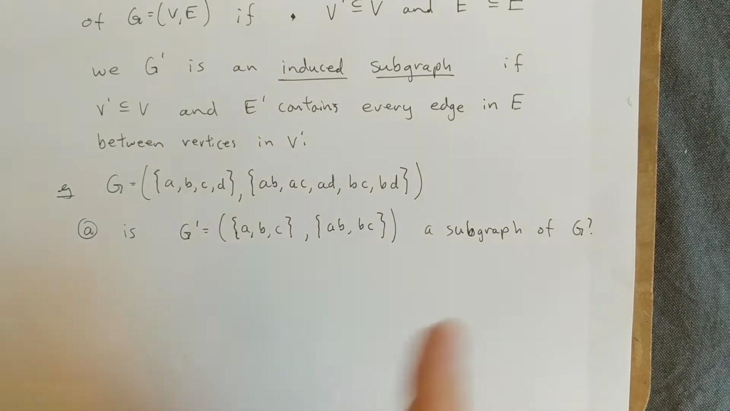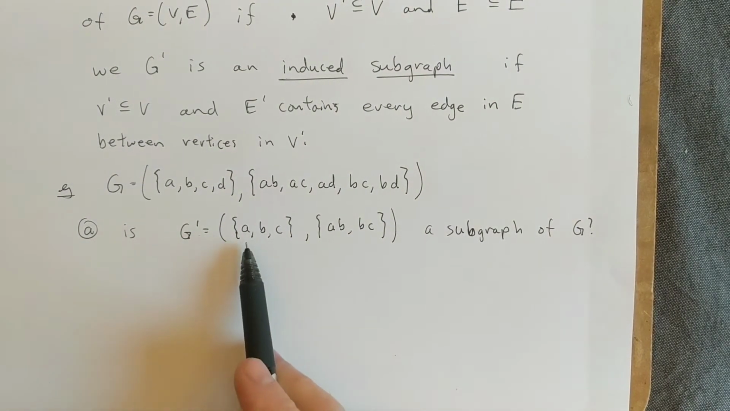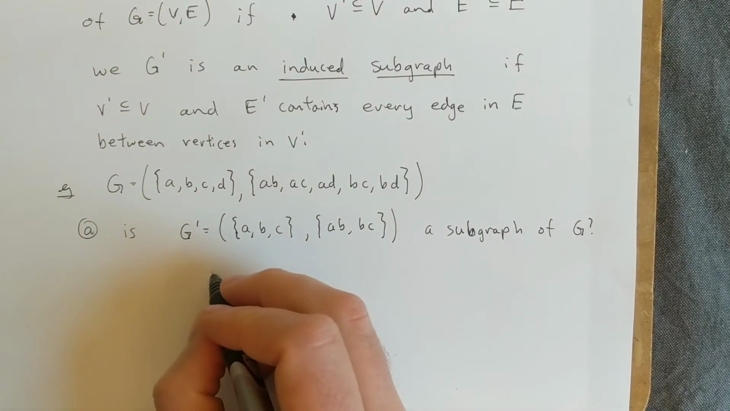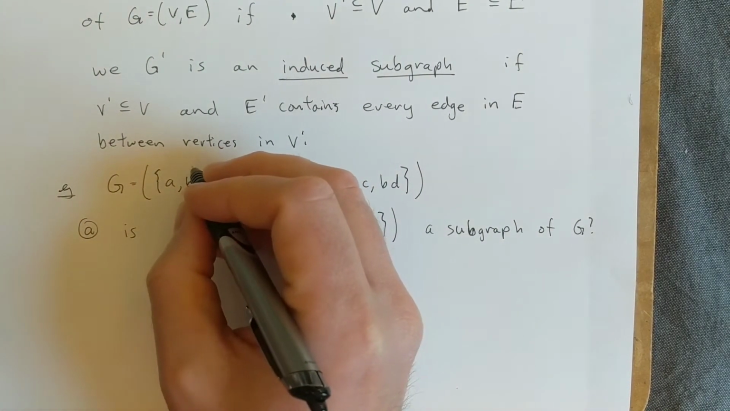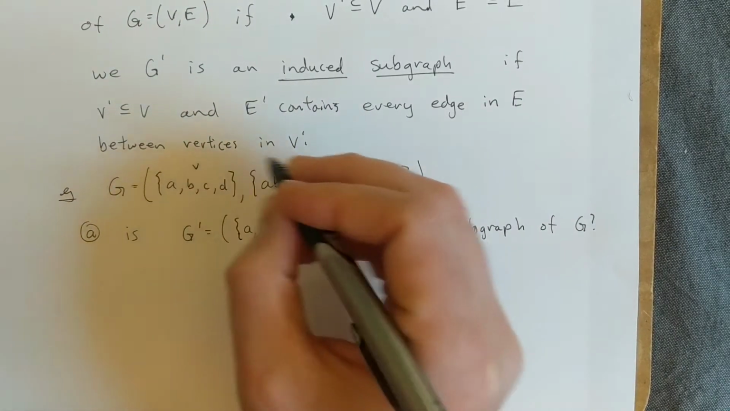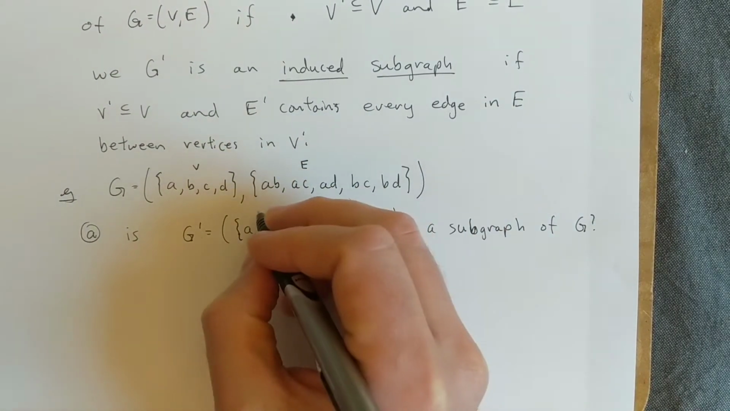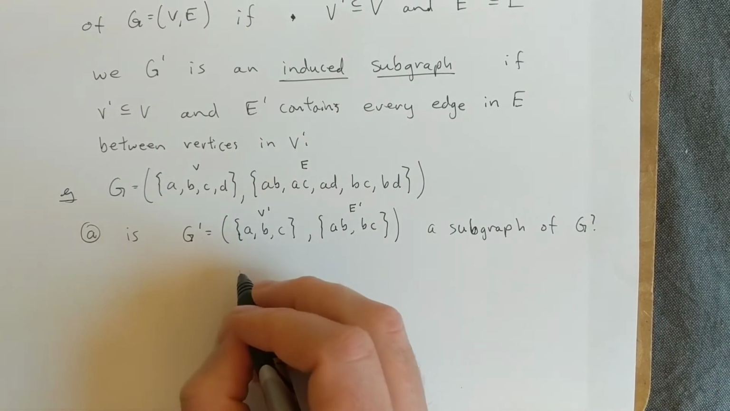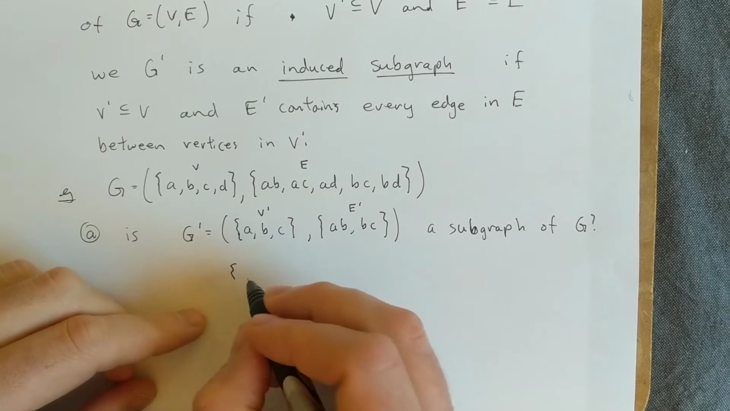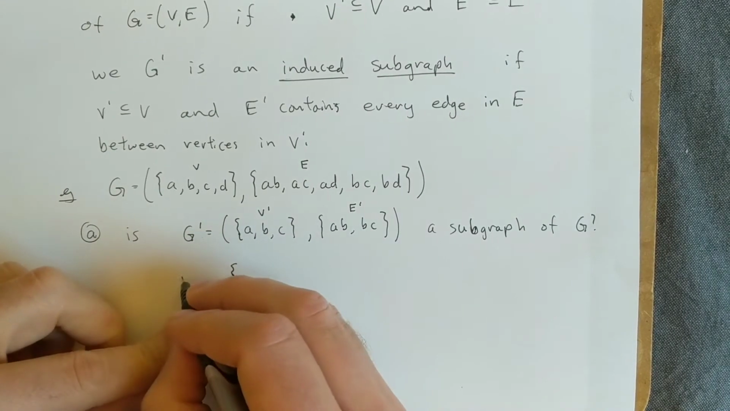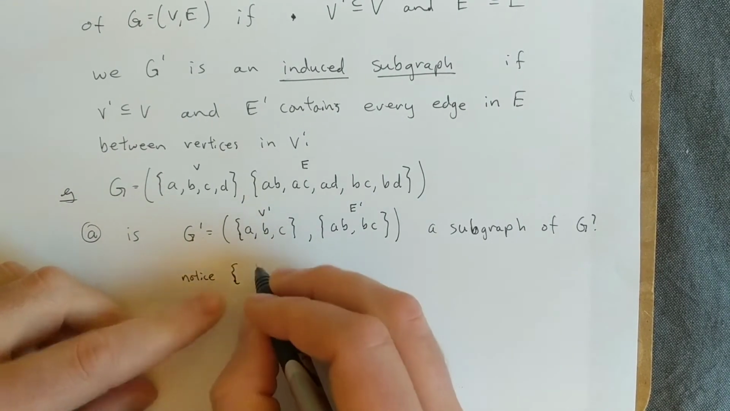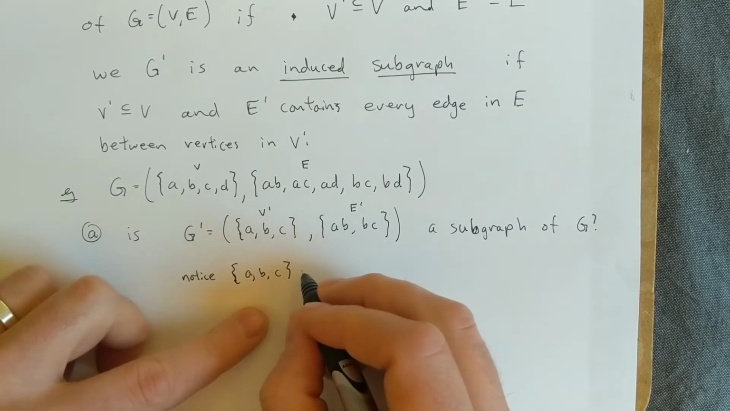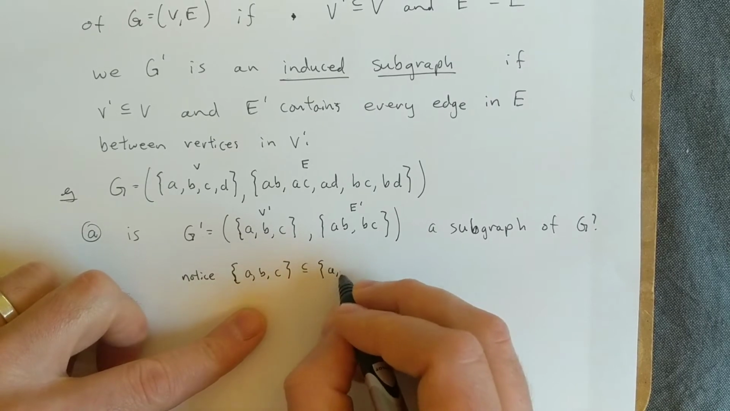First question. Is G prime, given here, a subgraph of G? So let's check. So this is our V, right? And this is our E. This is our V prime, and this is our E prime. So is V prime a subset of V? It is. Notice that ABC, the vertex set from G prime, is a subset of ABCD.